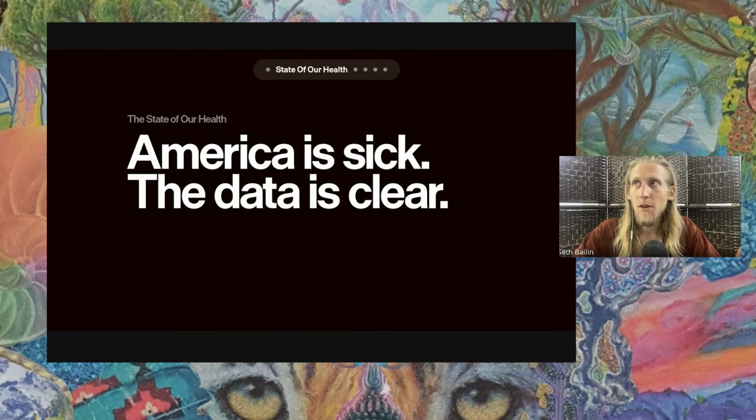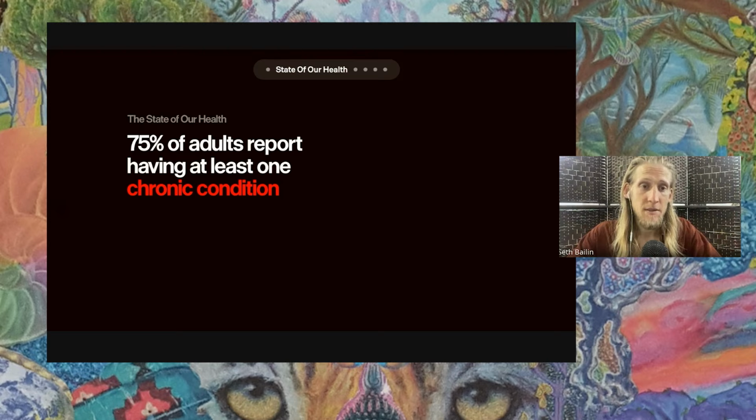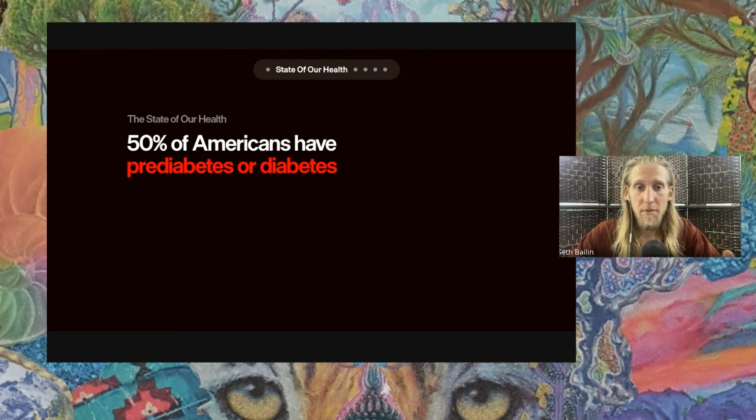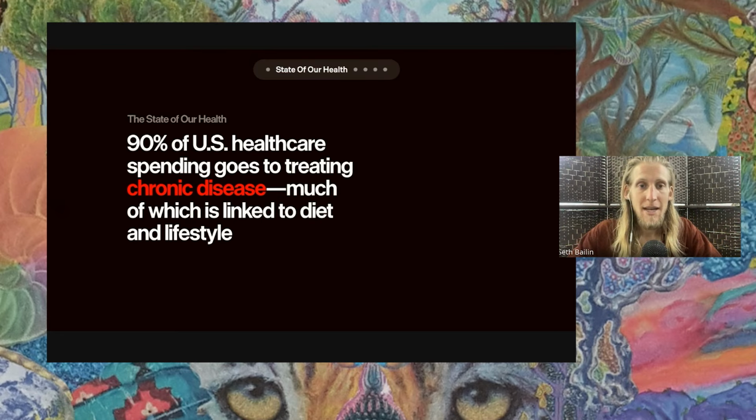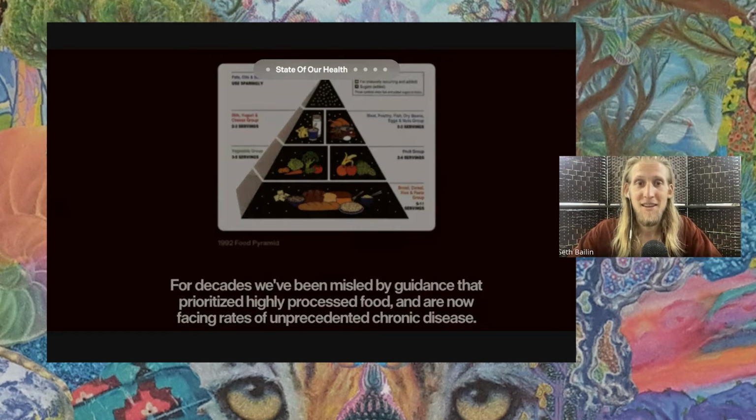And all of his little congressional groups and his research groups that he's putting together, his subcommittees, they're all reporting back, America's sick. The data is clear. Well, that's freaking obvious. 50% of Americans have prediabetes. 75% of adults report having at least one chronic condition. 90% of U.S. healthcare spending goes to treating chronic disease, much of which is linked to diet and lifestyle. And so here they want to address diet and lifestyle.